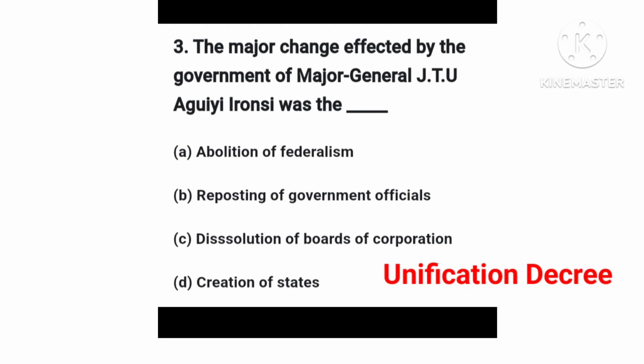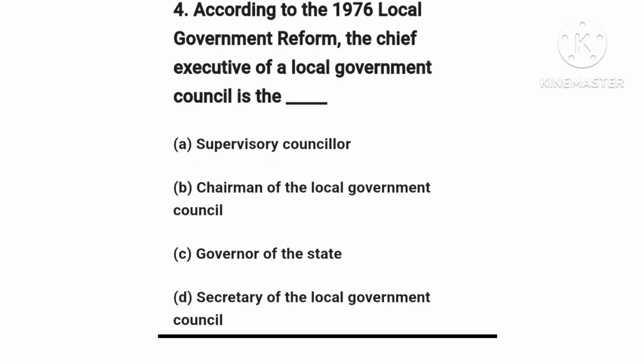Nigeria was divided into 12 states on May 27, 1967 by the Gowon administration. His full name is Johnson Thomas Umonnakwe Ironsi. The next question is question number 4.